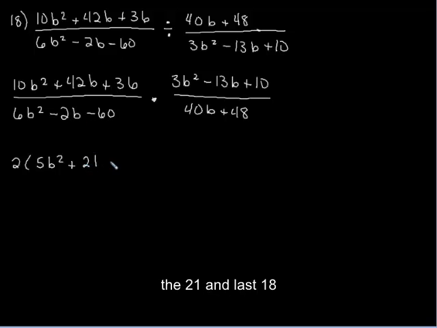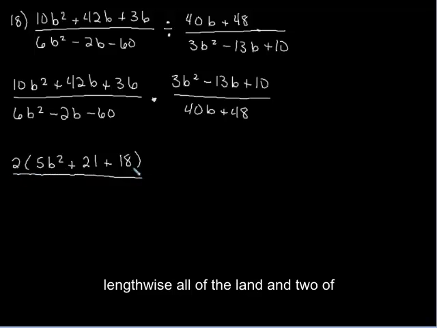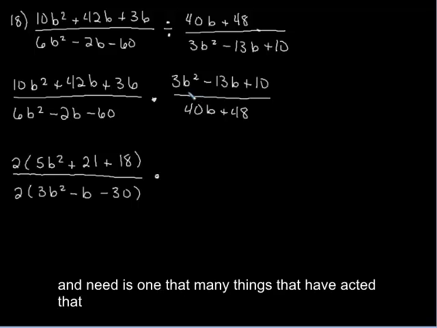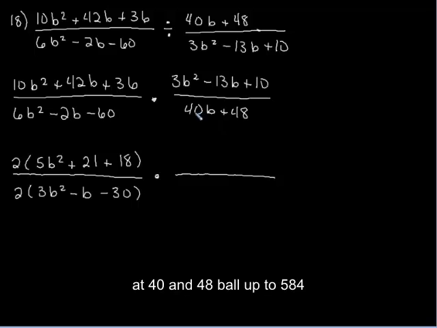It's going to be 21 plus 18. Likewise, all of these will divide by 2. So I'm going to do that as well. And this won't divide by anything, so I'm going to have to factor that. 40 and 48 both divide by 8.